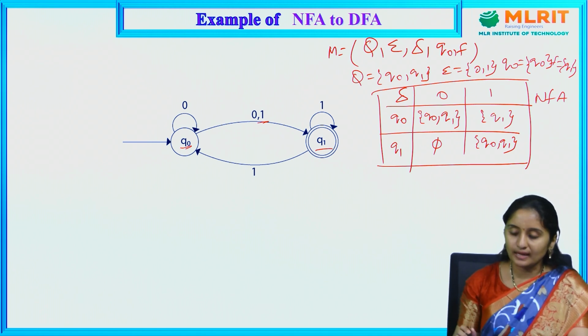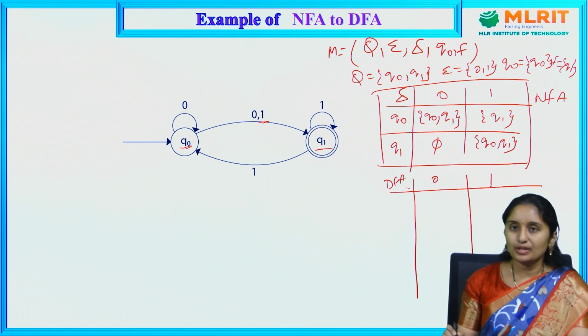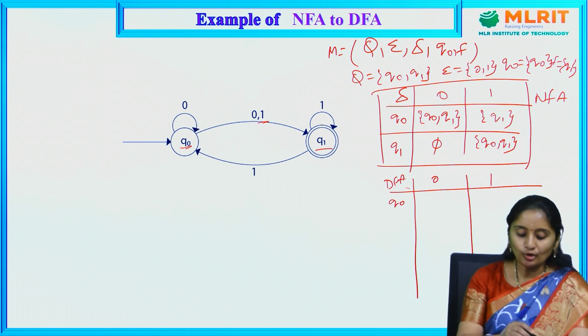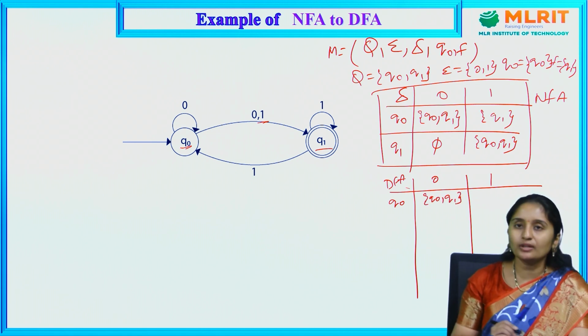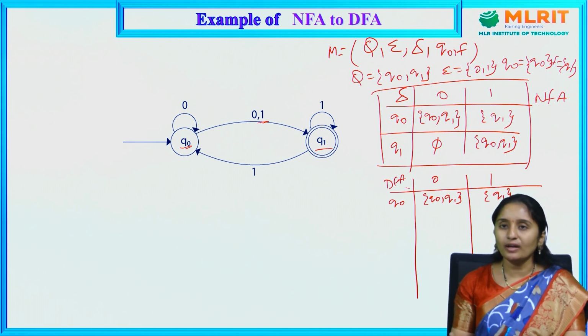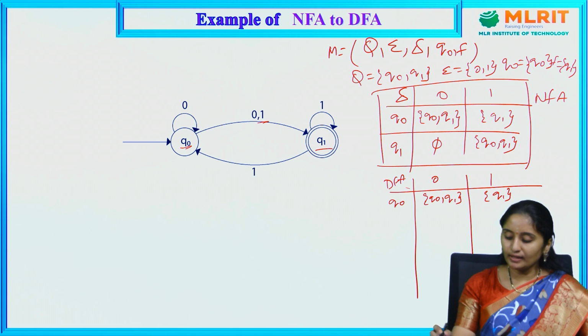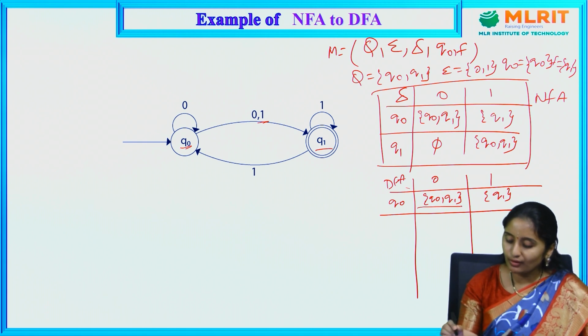Now let us construct the transition table for the DFA, with inputs 0 and 1. Q0 on 0 goes to Q0, Q1, and Q0 on 1 goes to Q1. So after constructing the Q0 state, I find 2 new states: Q0, Q1 is one state and Q1 is the other state.